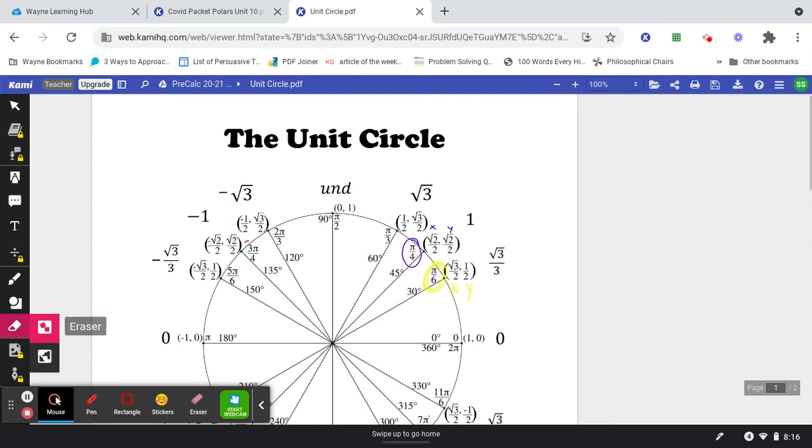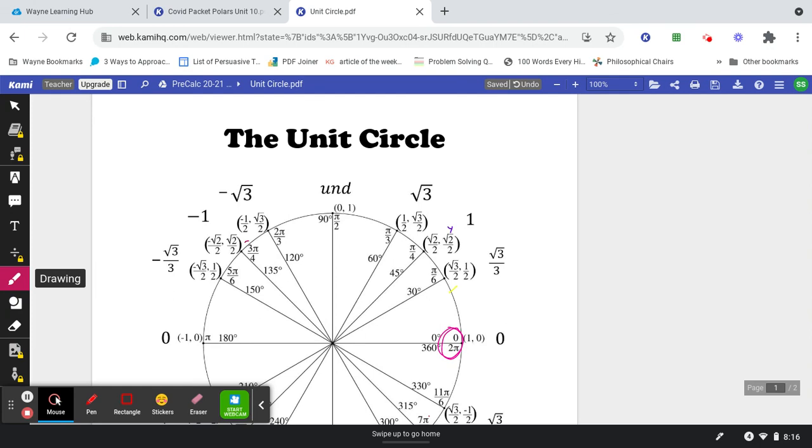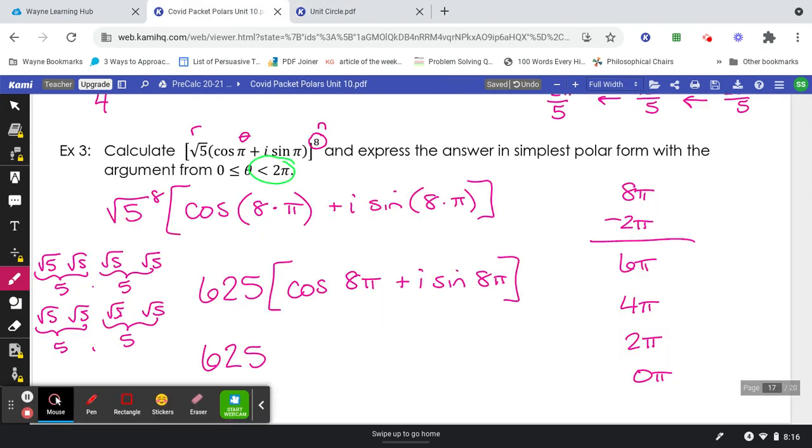Remember, 2 pi and 0 are technically the same place if you think about your unit circle. I'll flip over to this paper right here so you can see it. If we look at the 0 and the 2 pi, it is the same location, but we're just going to make sure that we use the 0. So then we have cosine of 0 plus i sine of 0. And there's your final answer.